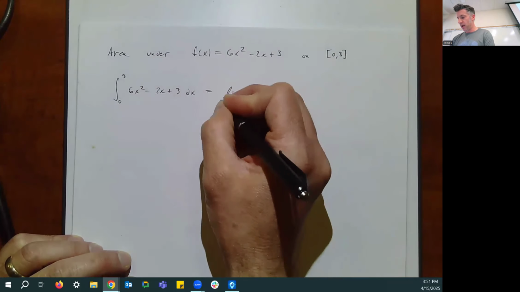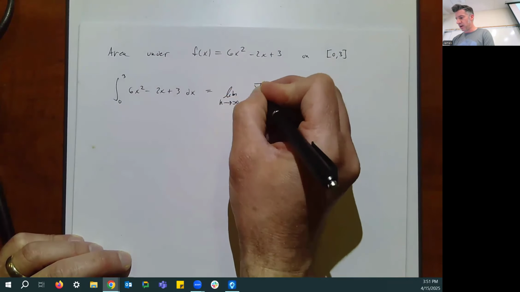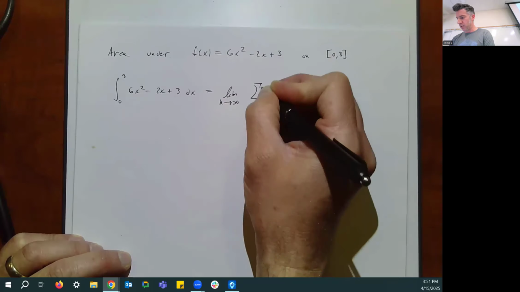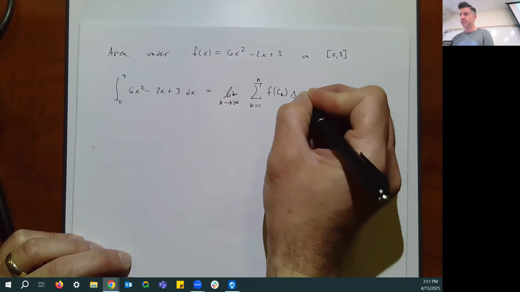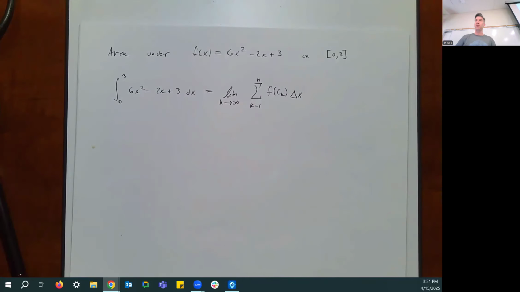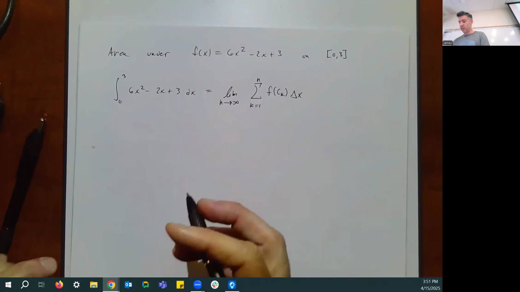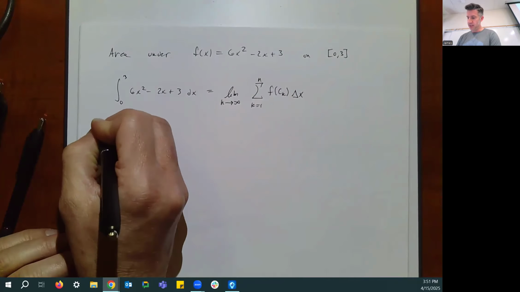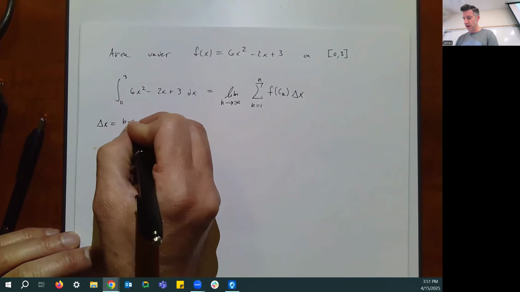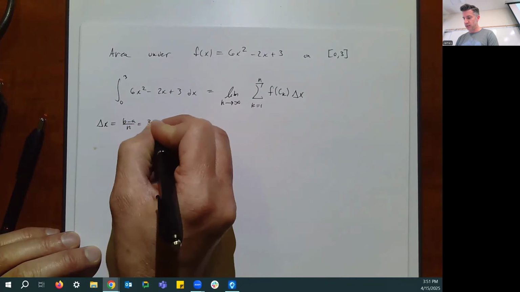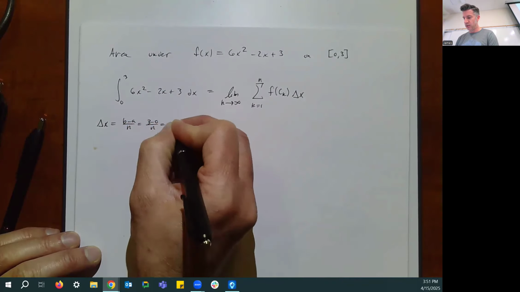It's the limit as n goes to infinity of the sum from k equals 1 to n of f of c sub k times delta x. Then we're going to fill in the necessary pieces, starting with delta x. Delta x is just the width of each subinterval. It's b minus a divided by n, which in this case is 3 minus 0 divided by n, which is just 3 over n.